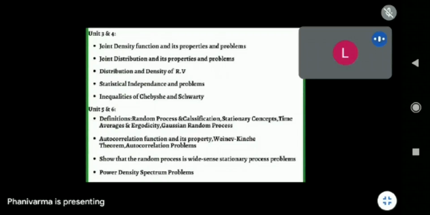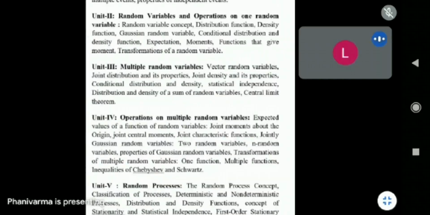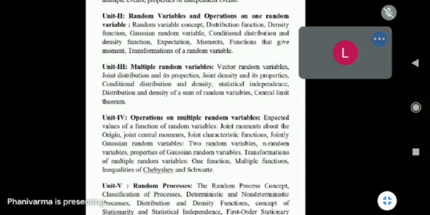Coming to Unit 5 and 6, we have random process, classification, stationary concepts, time averages, ergodicity, Gaussian random process, autocorrelation function and its properties, Wiener theorems, and autocorrelation problems. And coming to the next one, we need to show that a random process is a wide sense stationary process and problems based upon it. And next one is power density spectrum and its problems. So this is the syllabus and the important topics to be covered. Let's have a look at the question paper.